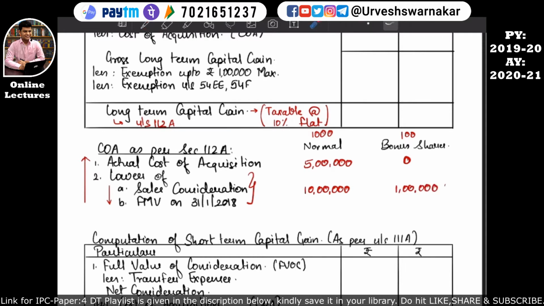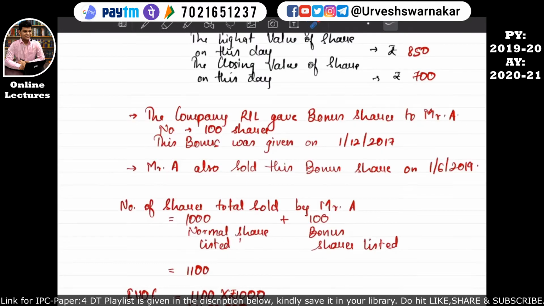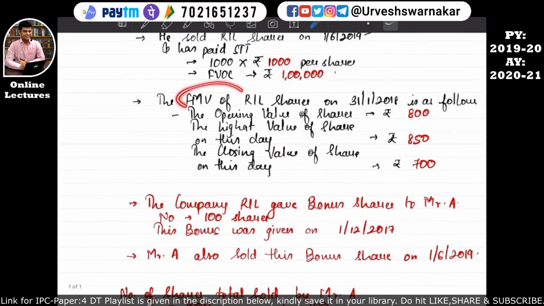So now we need to find out the fair market value as on 31st January 2018. In our question, they have given us the detail of fair market value of the Reliance Industries Limited shares as on 31st January 2018. The opening value of the shares is rupees 800, the highest value of the share on this date is 850 and the closing value of the share on this date is 700. So we will take 850 as fair market value of Reliance Industries Limited shares on 31st January 2018.